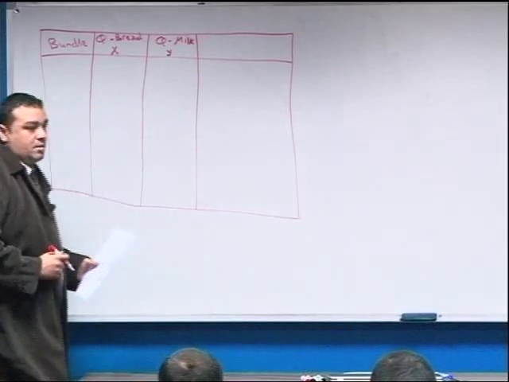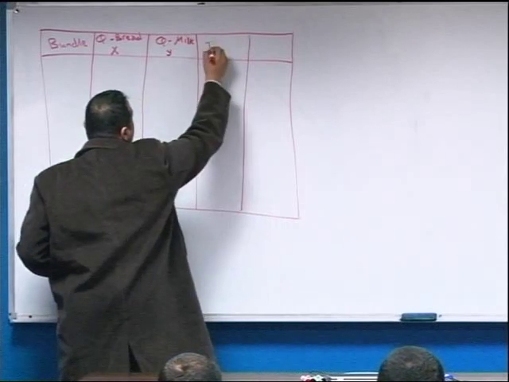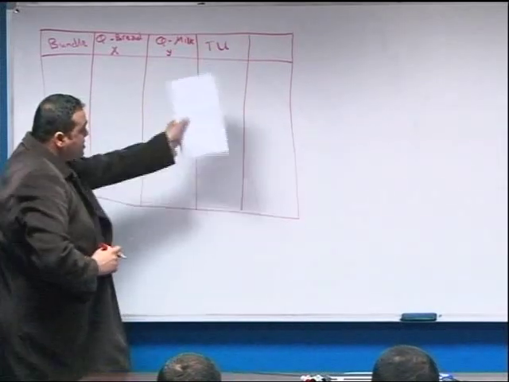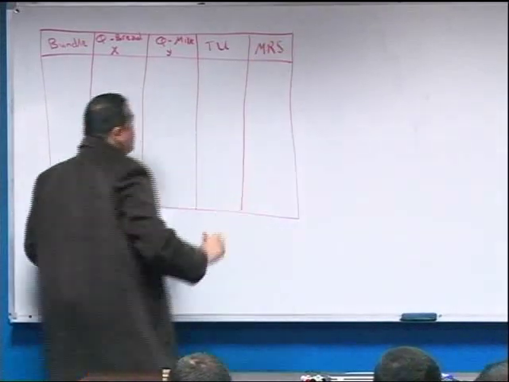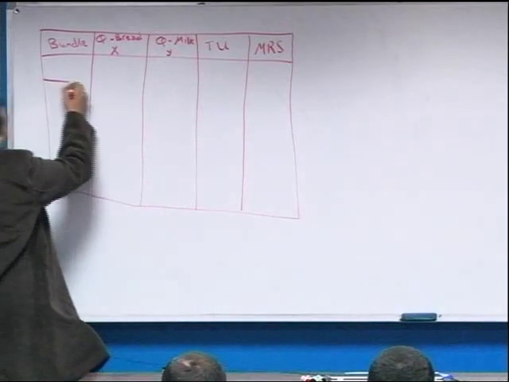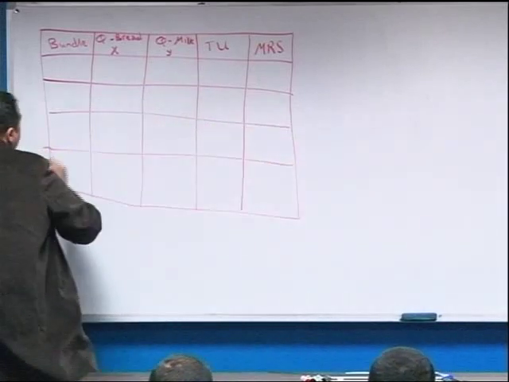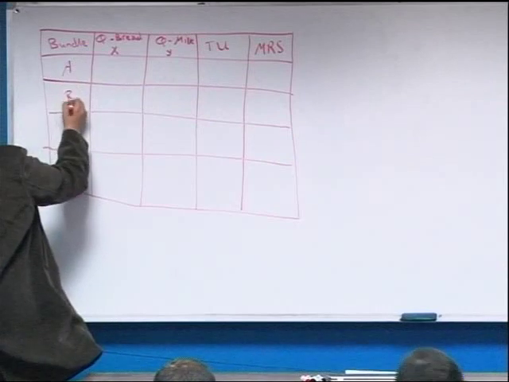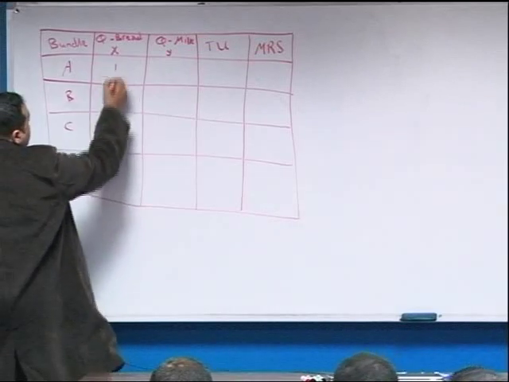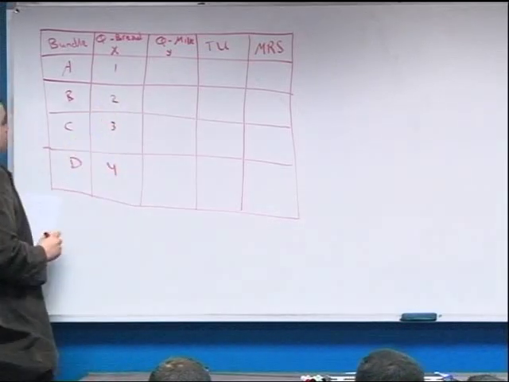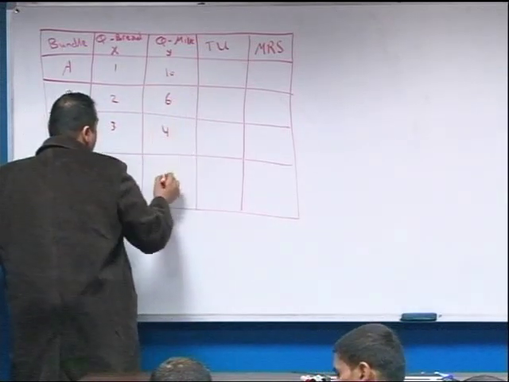The total utility of X and Y, the total utility, and this is the marginal rate of substitution. The bundles A, B, C, D. The quantity demanded of X: 1, 2, 3, 4. The quantity demanded of milk, Y: 10, 6, 4, 3.